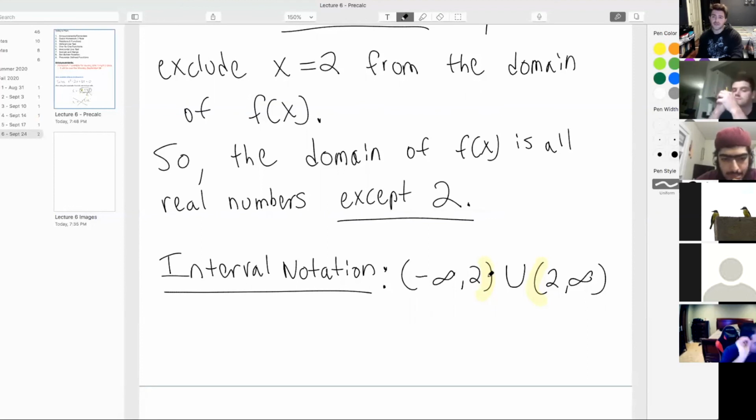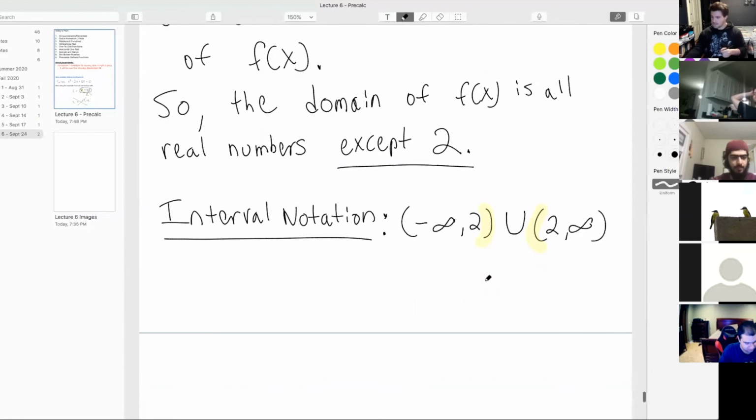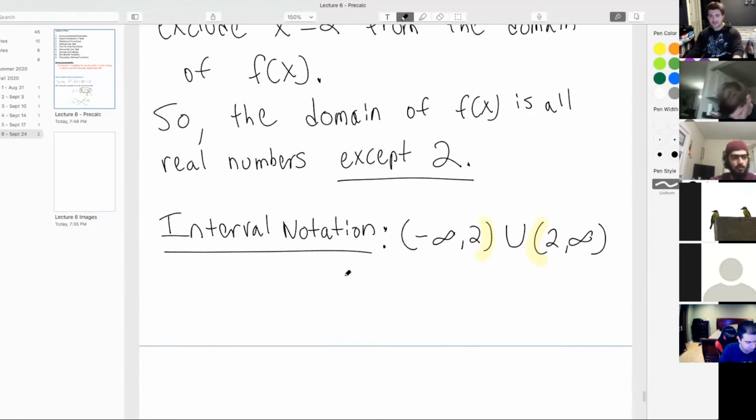On the graph of this function, you're going to see something called an asymptote. We're going to get to that later. It's like a line on the graph that the function actually never touches. You'll see a vertical asymptote at x equals 2. So we have found the domain: negative infinity to 2, not including 2, union 2 to infinity.